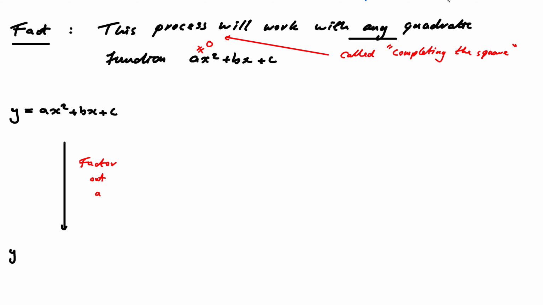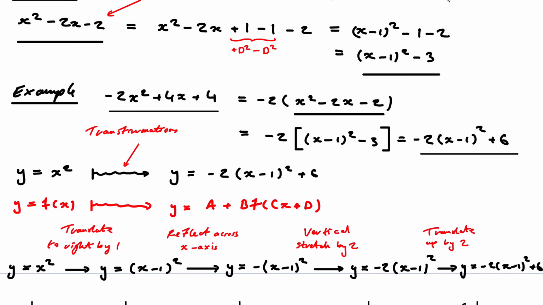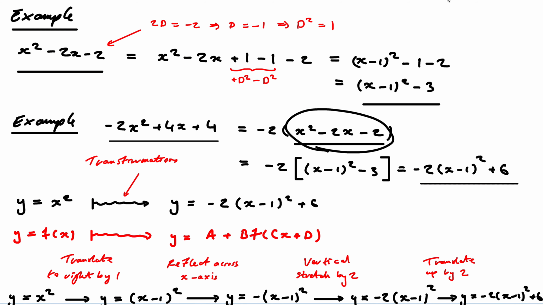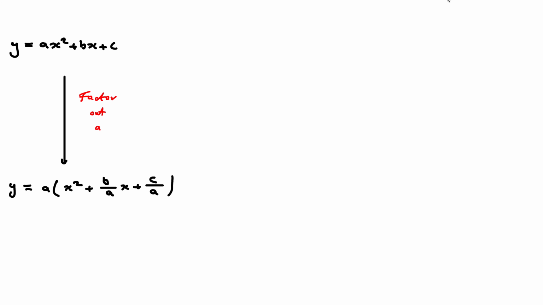So this is going to give you y is equal to, okay, so what would it be in general? a times (x squared plus b divided by a times x, plus c divided by a). Now the next thing is to take what's in these parentheses and write it in the format we did a moment ago. So this is the general format you want to do, so let's carefully describe this.